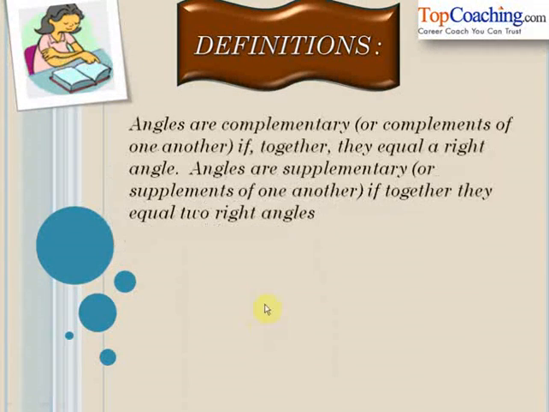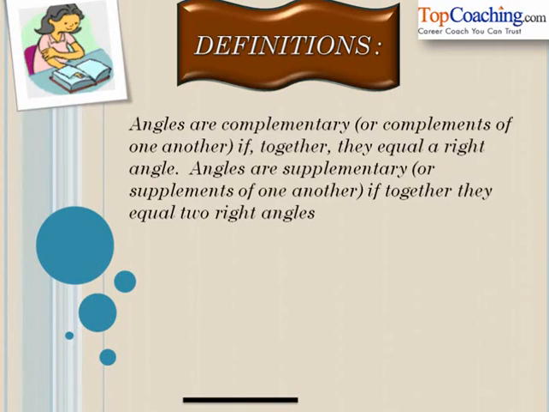Now, angles are complementary or complements of one another if together they equal a right angle. Angles are supplementary or supplements of one another if together they equal two right angles. If two angles together make a right angle, then these two angles are known as complementary angles. And if two angles together make two right angles, that is 180 degrees, then such angles are called supplementary angles.